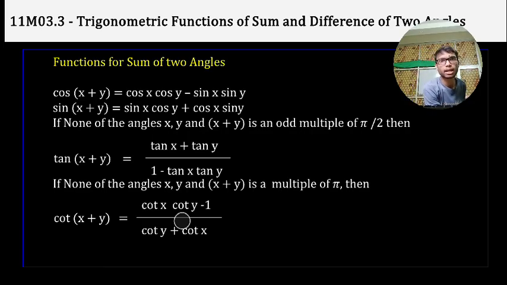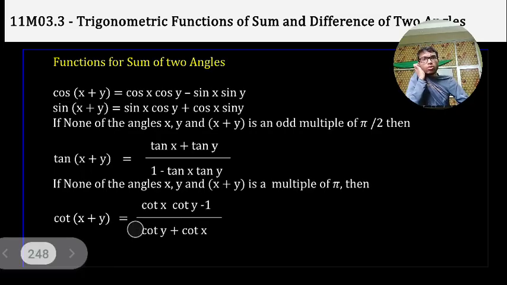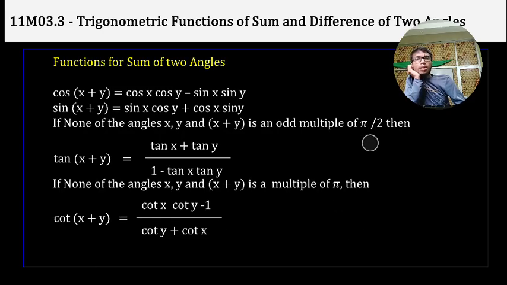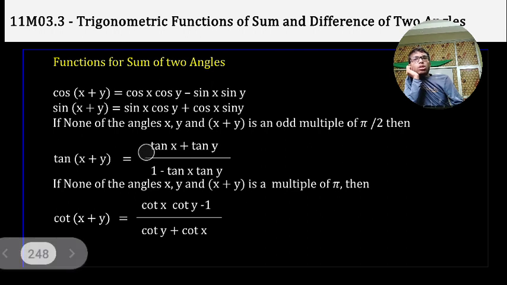If none of the angles x and y is a multiple of pi, then you will have to apply this formula. So it is at perpendicular, this is a straight line. For perpendicular, you will use this. For straight, you just use this. Okay.